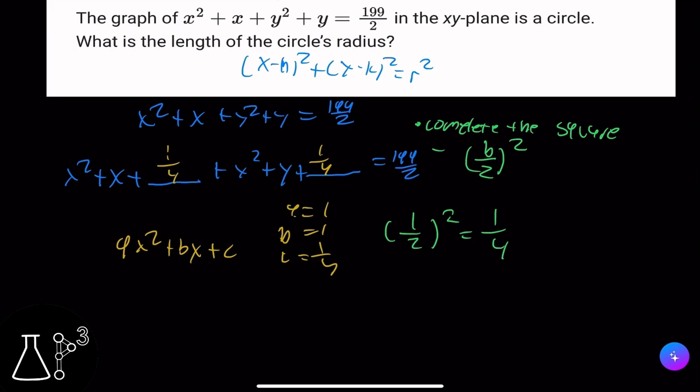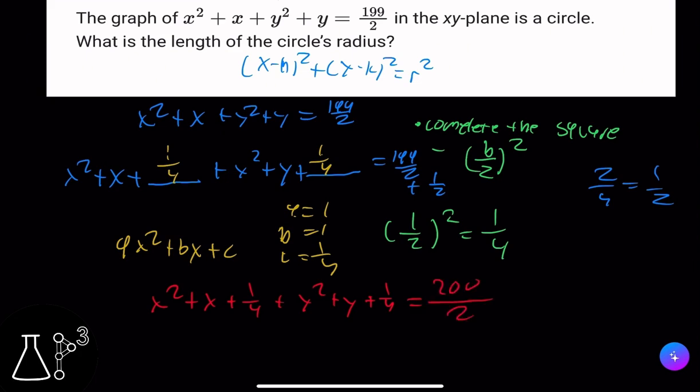So notice how I added 1/4 on the left side. I want to add 1/4 also on the right side, so I'll get 199 divided by 2 plus 2/4, or plus 1/2, because that's equivalent, since 2/4 equals 1/2 if you simplify it. So you would get 199 plus 1/2. So you can rewrite the equation as x squared plus x plus 1/4 plus y squared plus y plus 1/4, which would equal 199 plus 1/2, which would equal 200 divided by 2, or simply just 100.